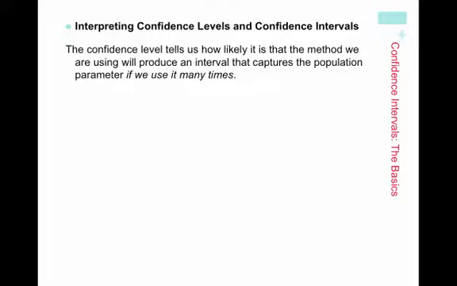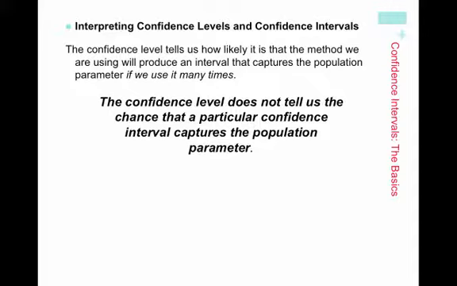So let's finish up our introduction to confidence intervals and confidence levels. What we're looking at is how likely it is that what we're doing produces an interval that will capture the population parameter if we use it many times. A confidence level does not tell us the chance; it's not a probability. It doesn't tell us the chance that a particular confidence interval captures the population parameter. It simply tells us how many times we expect that interval to have the population parameter in it.